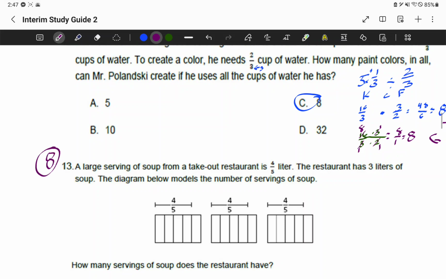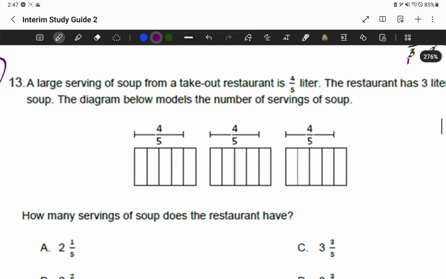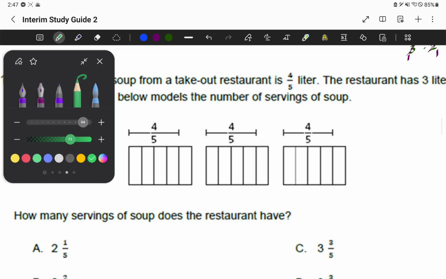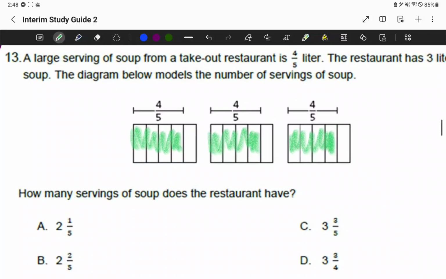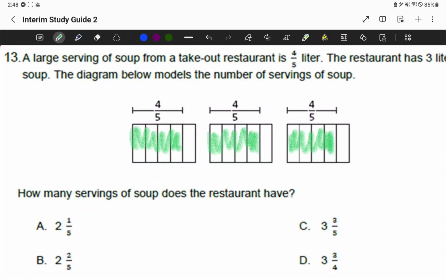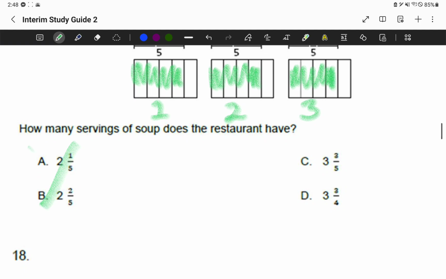Question 8. A large serving of soup from a takeout restaurant is 4/5 of a liter. And so that's 1 serving. So they can make 1, 2, 3 servings.